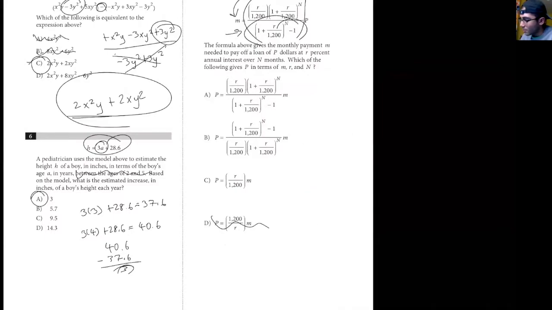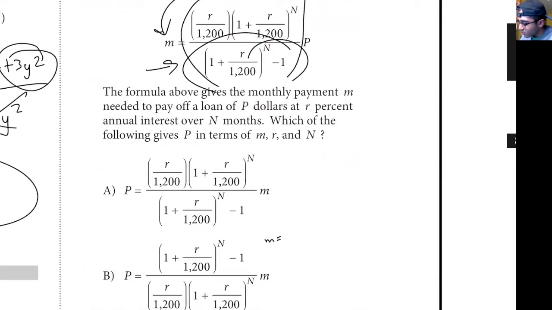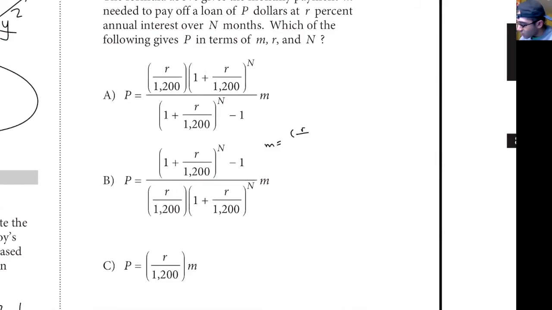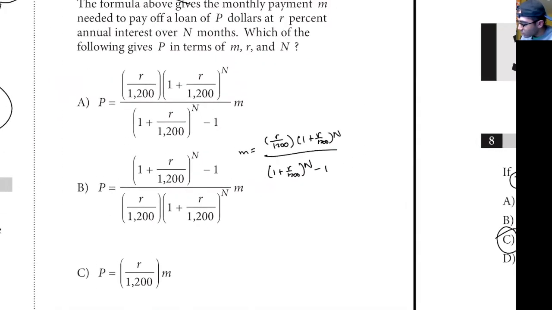All right. So we start with m is equal to r over 1200, 1 plus r over 1200 to the n, over 1 plus r over 1200 to the n minus 1, multiplied by p. All right. So that's what we're starting with, right? Can you show multiplying p this time too? Oh, yeah. I'll show multiplying p as well.